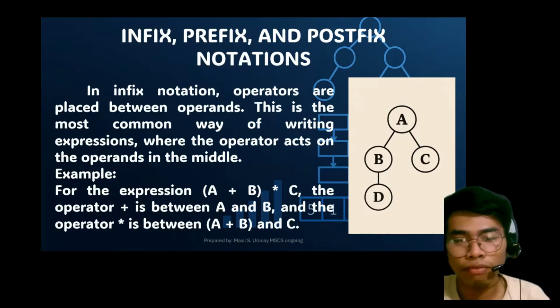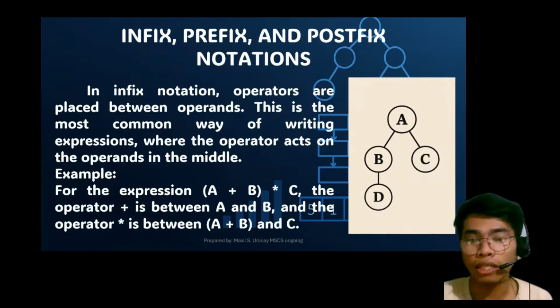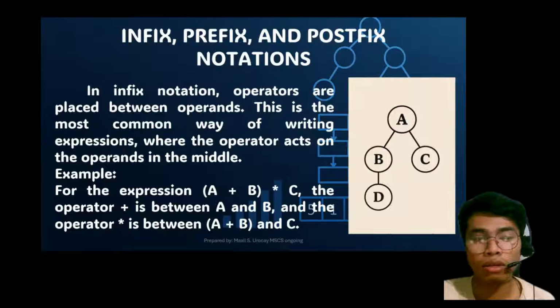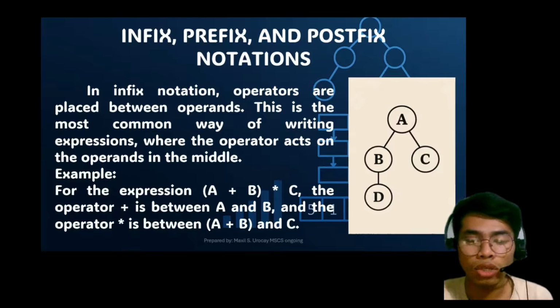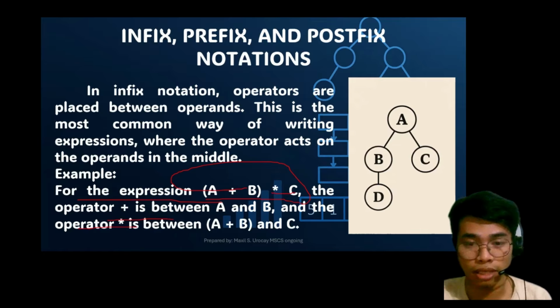Now, in our infix notation, operators are placed between operands. This is the most common way of writing expressions, where the operators act on the operands in the middle. So when we say infix notation, always make sure to remember that the relationship is in between. For the expression a plus b times c, the operator plus is between a and b. And the operator multiplication is between a plus b and c.